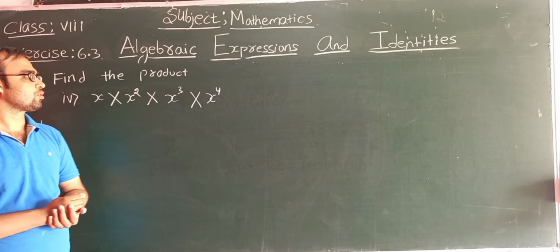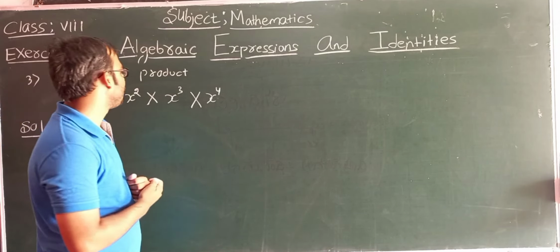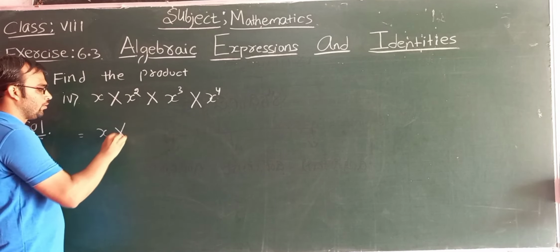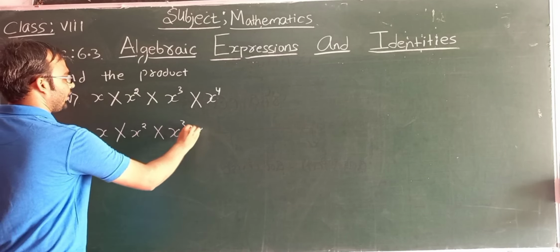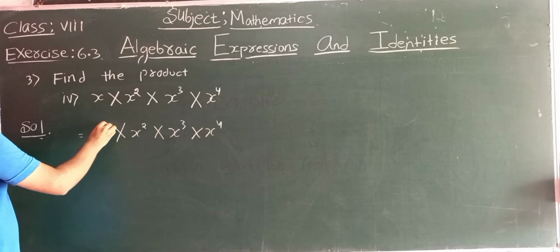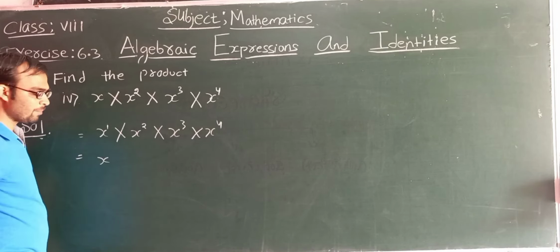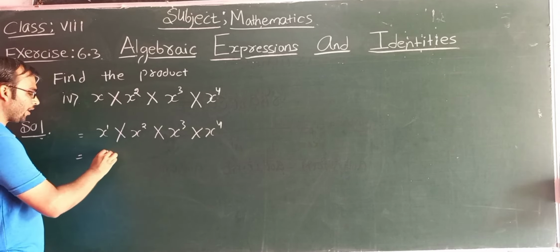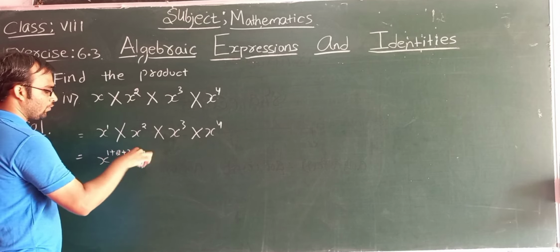Students, now let us solve the fourth question. What have they given? x into x square into x cube into x to the power 4. So rewrite it: x into x square into x to the power 3 into x to the power 4. Here nothing is in this, 1 will be there, no? As I told you, when we are multiplying the same variable, then their exponential powers will add up. So you can write like this, 1 plus 2 plus 3 plus 4.